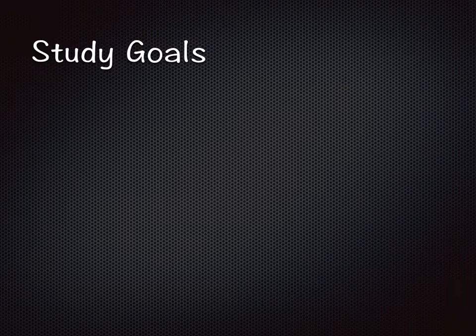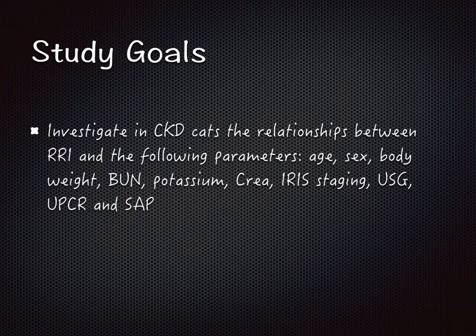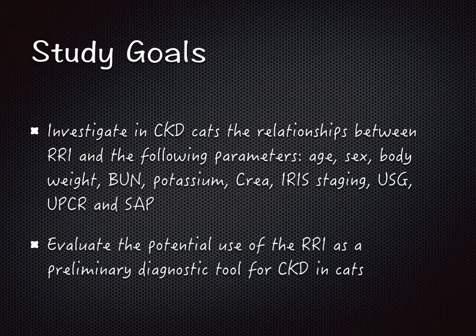The aim of this study was to, 1. Investigate in CKD cats the relationships between RI and the following parameters: age, sex, body weight, BUN, potassium, creatinine, IRIS staging, USG, urine protein to creatinine ratio, and systolic arterial pressure. And 2. Evaluate the potential use of the RI as a preliminary diagnostic tool for CKD in cats.